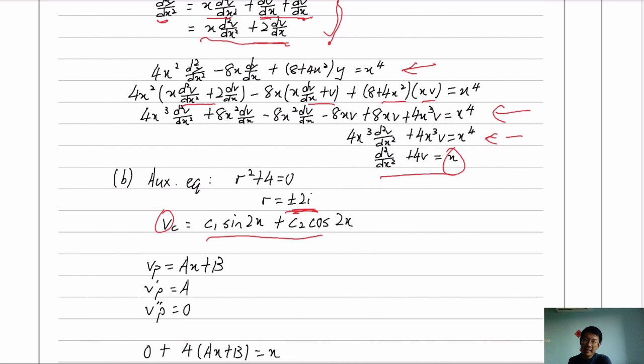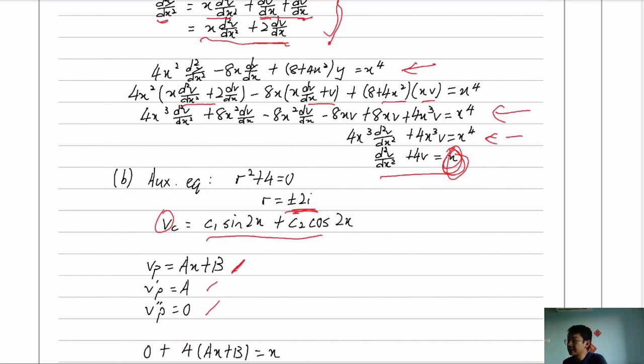Looking at the right hand side, it is linear, it's an x. So when we do our particular solution, vp, we must include the linear term, which is ax plus b. Remember, not just ax, it's ax plus b, because this x here is a linear term, so we have to include the whole linear term. From there, we differentiate one time, v prime p.